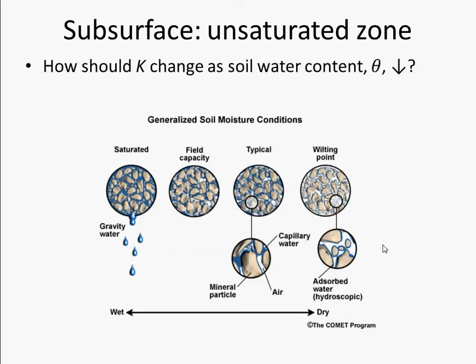Okay, so how would you expect hydraulic conductivity to change as soil water content decreases from saturated to wilting point? So you can pause and think about that for a moment. What might you expect it to do?